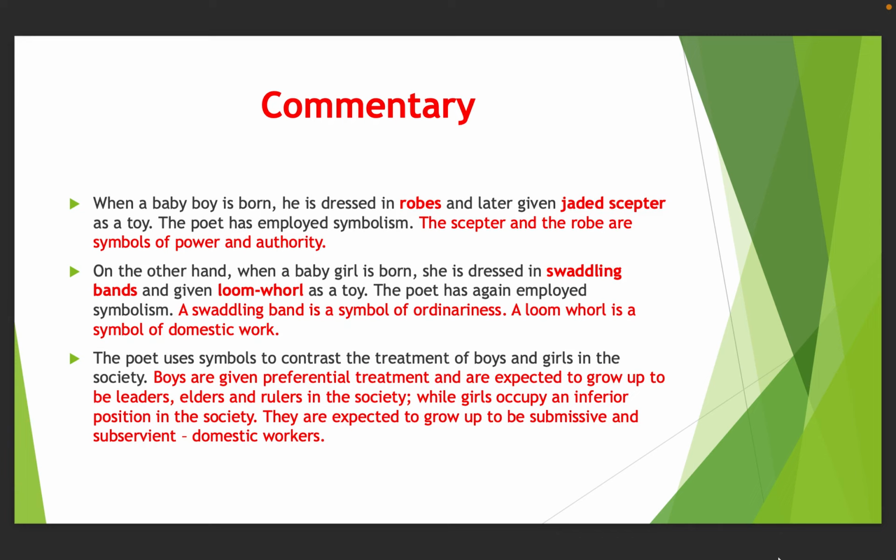A swaddling band is a symbol of ordinariness. A loom whorl is a symbol of domestic work. The poet uses symbols to contrast the treatment of boys and girls in the society. Boys are given preferential treatment and are expected to grow up to be leaders, elders and rulers in the society, while girls occupy an inferior position in the society. They are expected to grow up to be submissive and subservient, domestic workers.